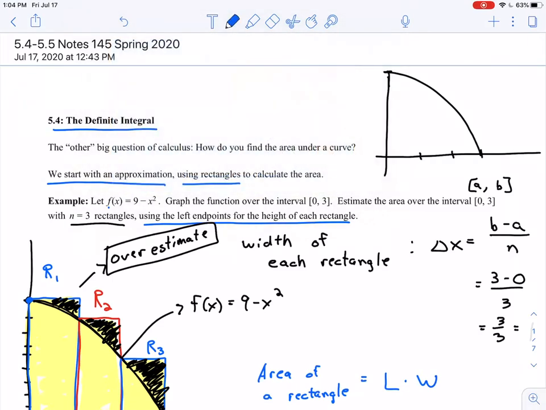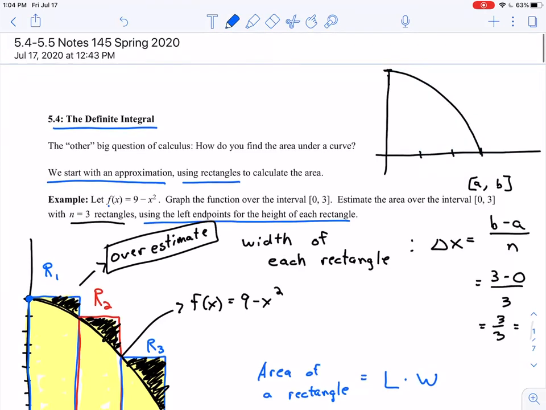We used 3 rectangles, so our sum looked, let's use the left endpoints here. Our 3 rectangles looked something like this. We said each one of those rectangles is a little bit too big. We've got this area and this area and this area. That's too big. So I say, well, what if we didn't have to just use n equals 3 rectangles? What if we used more than that? So instead of using 3 rectangles, I'm going to try doubling the number of rectangles. I'm going to use 6 rectangles. So this time, each rectangle needs to be half as big.